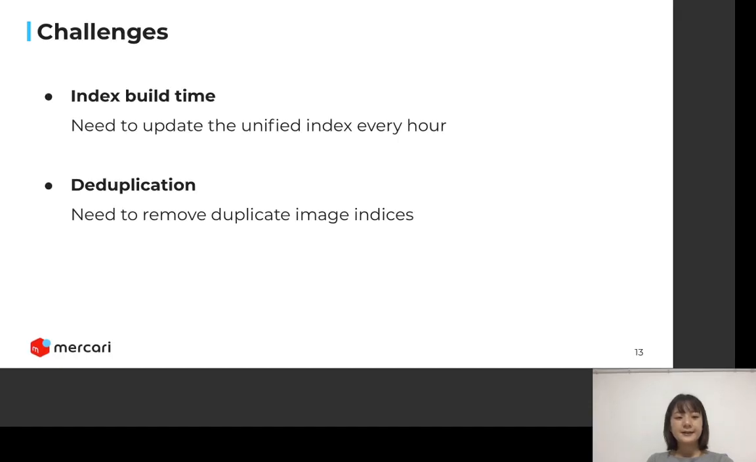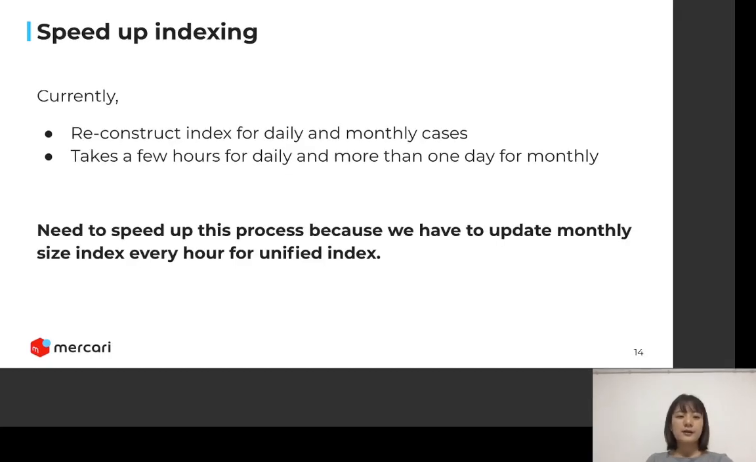The challenge here is index build time and deduplication. Currently, we reconstruct the hourly index into a daily or monthly index by rebuilding the index from scratch. This method takes days on a monthly index and hours even on a daily index. We cannot update the unified index every hour in time in this way. Instead of rebuilding the indices, we need a mechanism that can merge the indices.